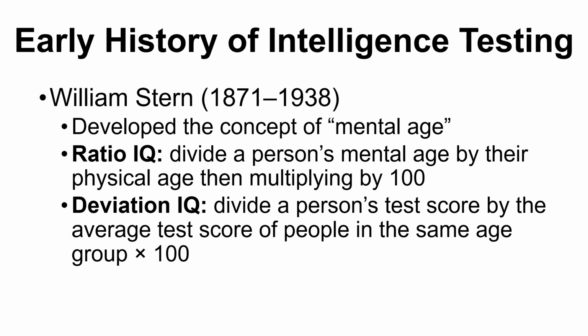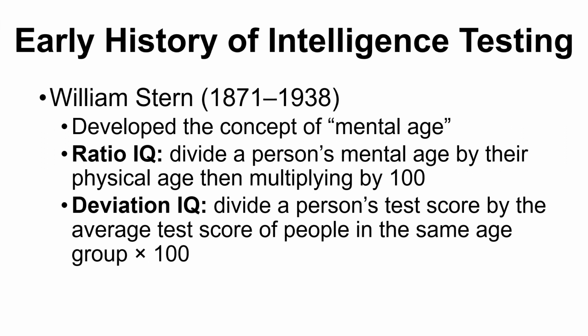But that caveat out of the way, Stern said, okay, we'll have our ratio IQ. So this would be, how does this individual compare to what we would anticipate for somebody of this particular physical age? So you divide a person's mental age by their physical age and multiply by 100. If your mental age matches your physical age, then you get a score of 1. 1 times 100 is 100. So that's where we get that average score of 100 that's carried forward to today.